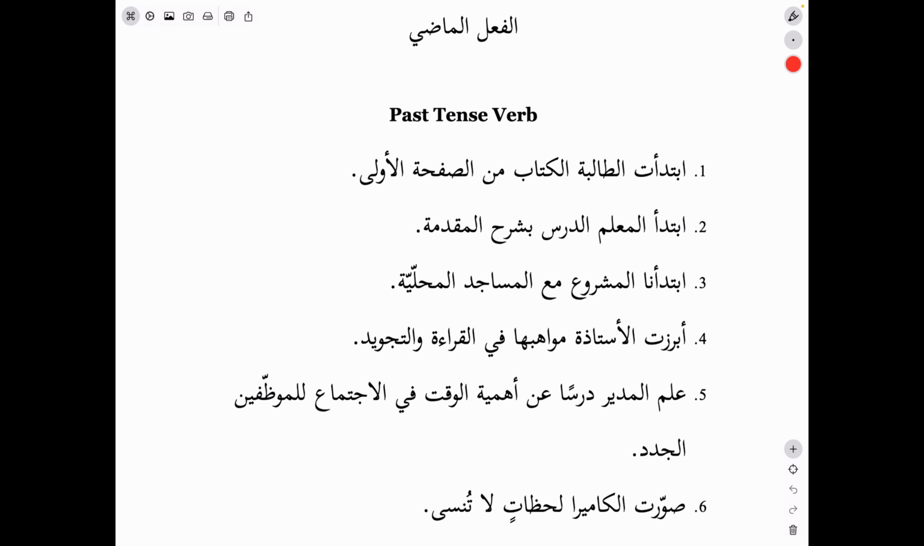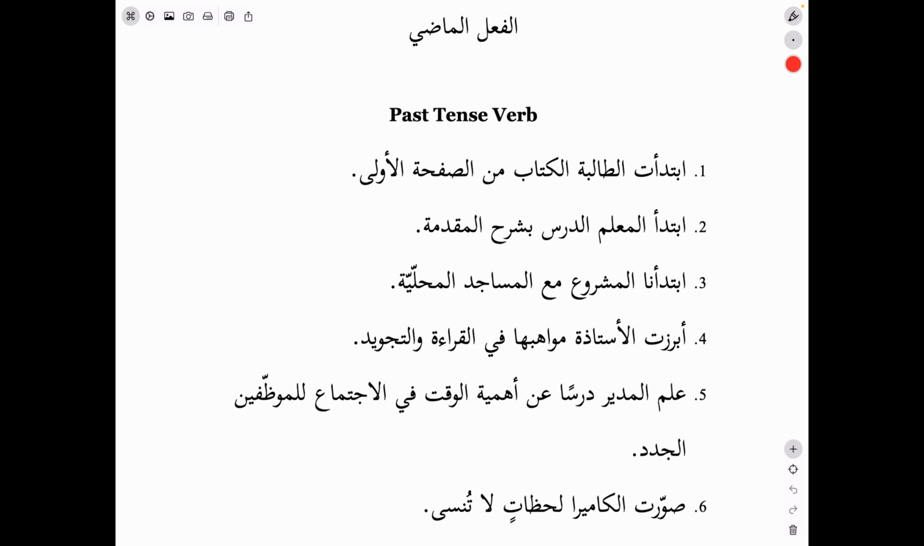Okay. So, I have here 10 example short sentences, and in each one, it will showcase a past tense verb, how it's being used, and how we can look for the sign of its gender, the sign that it is a past tense verb, and so forth. So let's look at number one. ابتدأت الطالبة الكتابة من الصفحة الأولى.